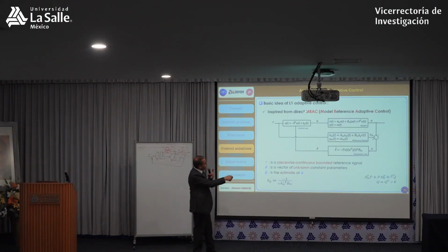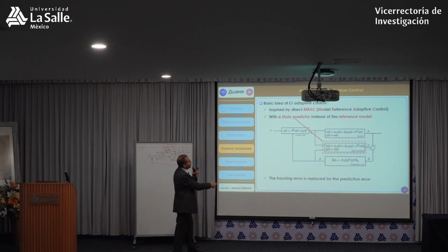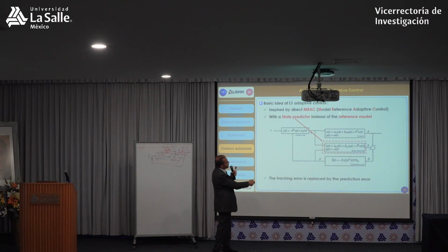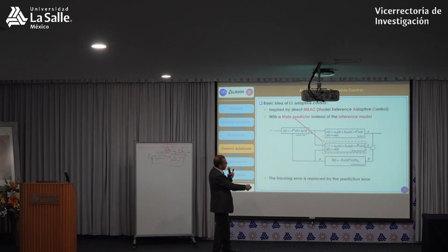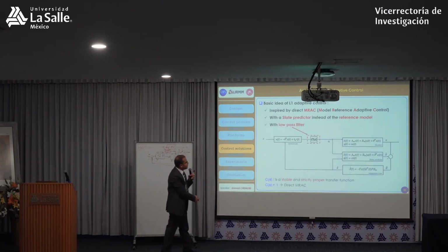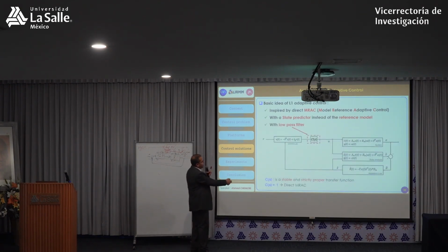So to get from model reference adaptive control to L1 adaptive control, the first thing to do is the following. You replace the reference model by a state predictor. Previously we had a reference model, look here. We now replace it by a state predictor, like an observer. Look, it's the same structure as the original system. This is the first step. Second step, you add a low pass filter. The control action here was not filtered, so you have to filter it by a low pass filter.